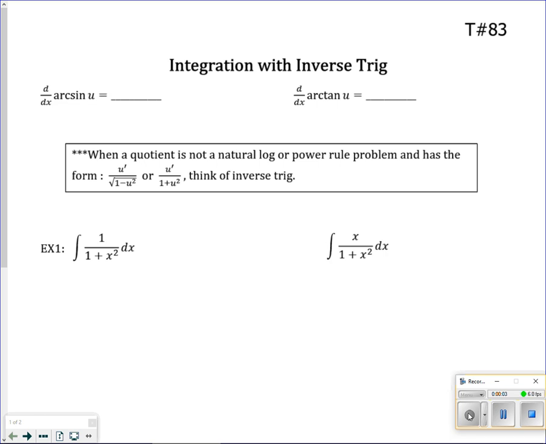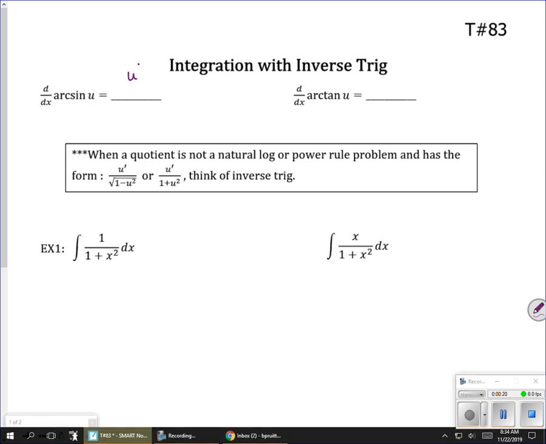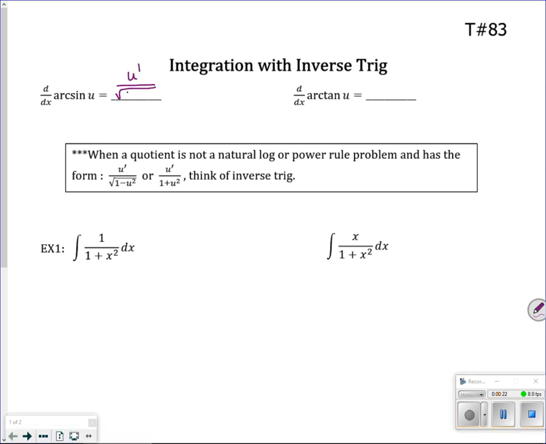Okay, so our last thing is how we do integration with inverse trig. So we have to think about the derivatives of inverse trig. Do we remember what the derivative of arc sine of u was? Well, arc sine of u, remember, was u prime over the square root of 1 minus u squared. And the derivative of arctangent is u prime over 1 plus u squared.